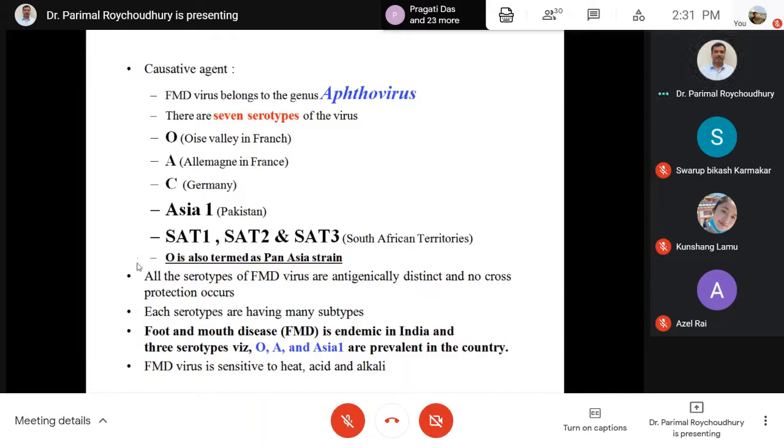And the second important point from the general part is that they are highly mutating viruses. So there is no scope to develop a live attenuated virus strain for vaccination. Because of this constraint, we sometimes find it difficult to control the disease by simple vaccination.